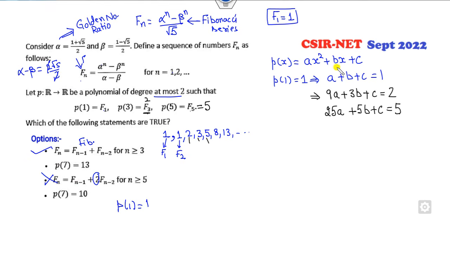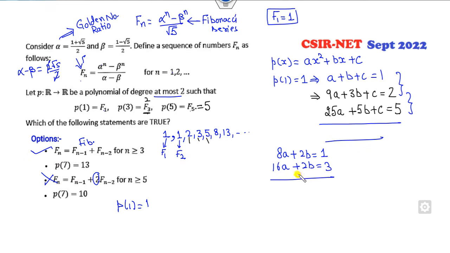So how can you find it? I need a, b and c. So clearly, if I subtract them, what will happen? It's 8a plus 2b is equal to 1. And I can again subtract this number: 25 minus 9 is 16a plus 2b is equal to 3. Then I can subtract them: minus 8a is minus 2.